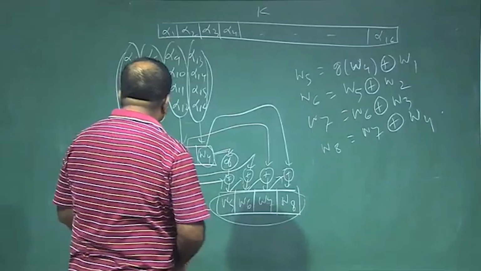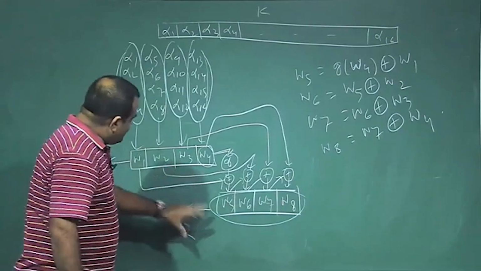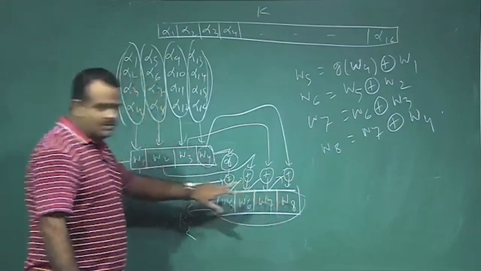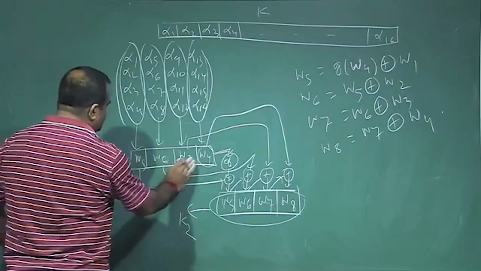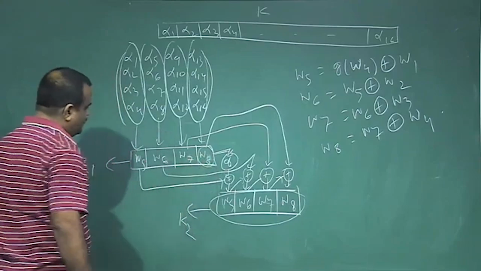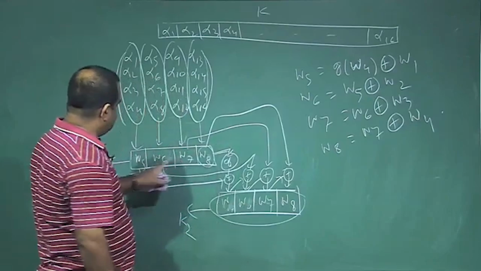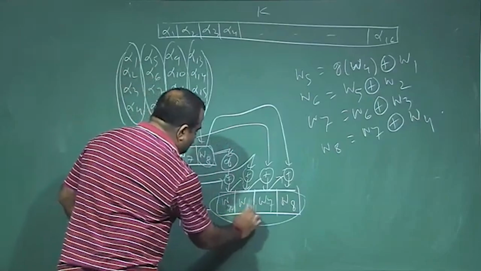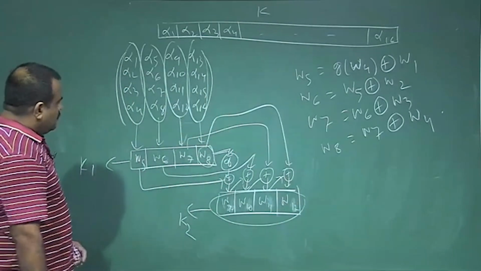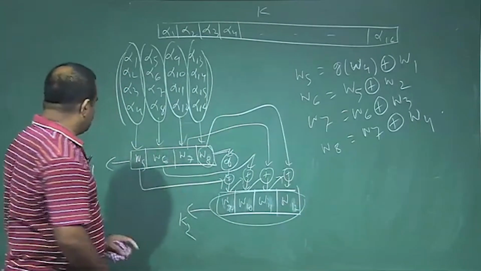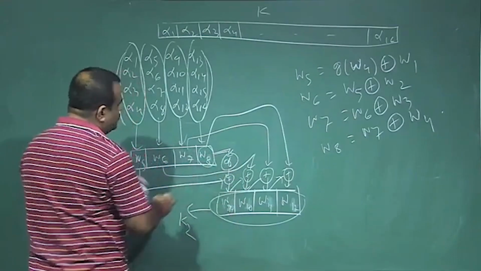Okay. Now, the question is how we get K3. To get K3, we do the same thing. Now we have W5 to W8, we just copy them here: W5, W6, W7, W8. Now we have to get W9, W10, W11, W12. Okay. So, how to get this? We do it in a similar way. We take this G, apply it on W8 and XOR with this, and we get the result.